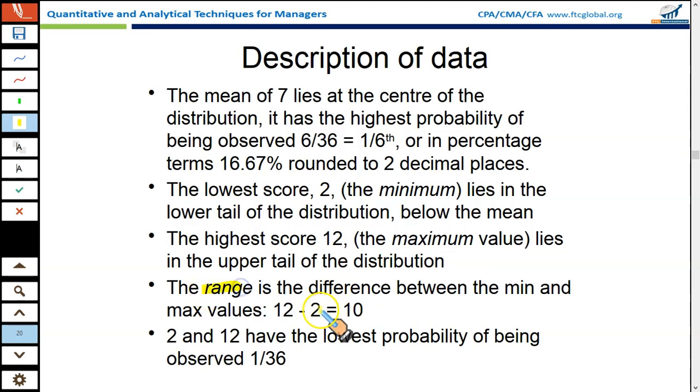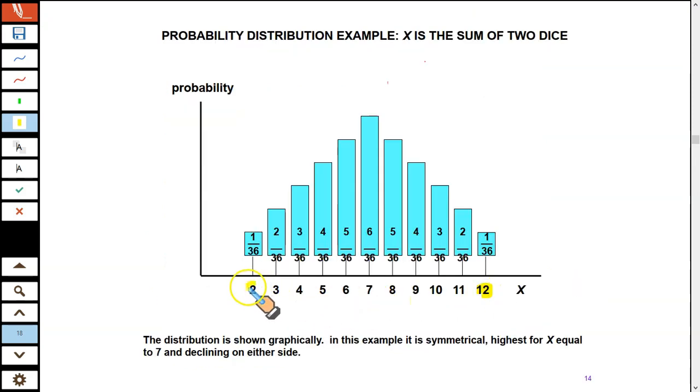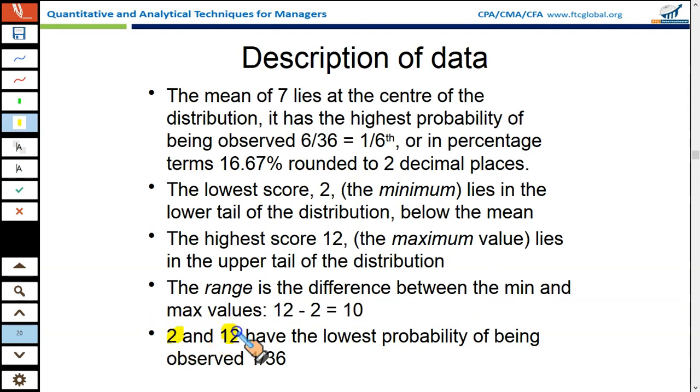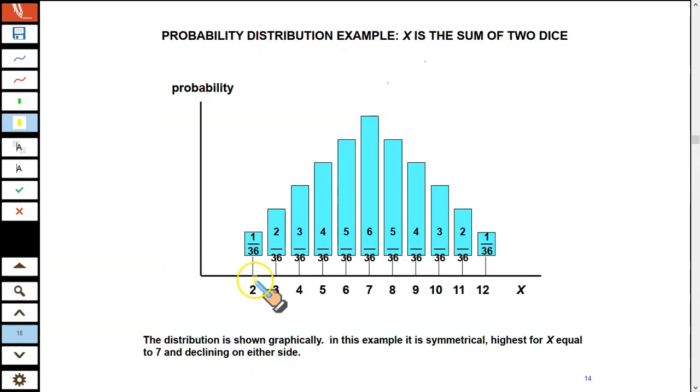The range is 10. What is range? The difference between the minimum and maximum values. Okay, let's see. Maximum minus minimum, 10. True. 2 and 12, these two scores have the lowest probability of being observed, 1 over 36. Okay, let's see. Absolutely right. 2 and 12 have the lowest probability of being observed, and this is verified through this example.